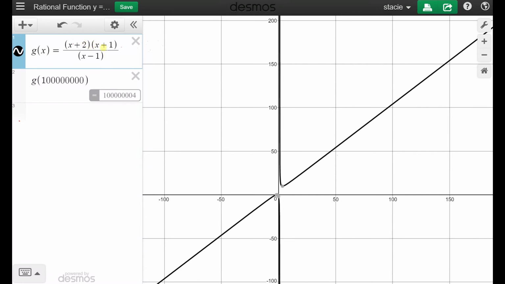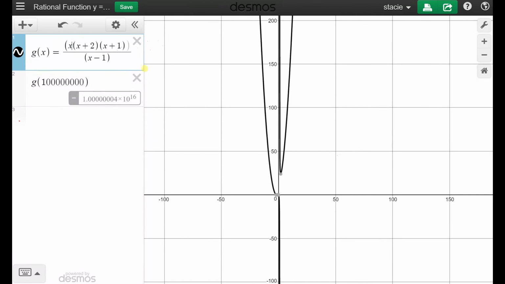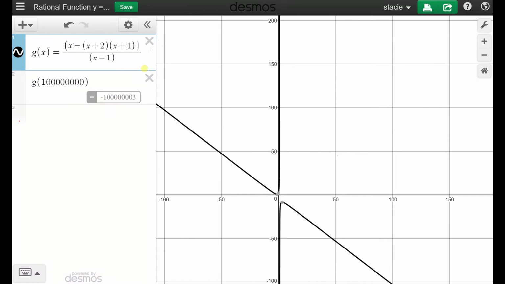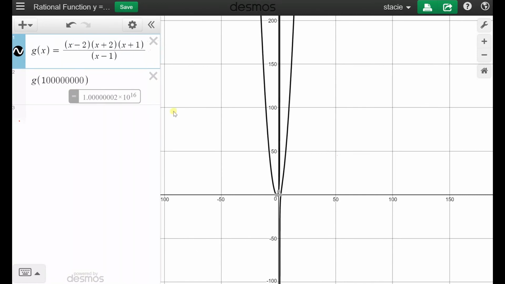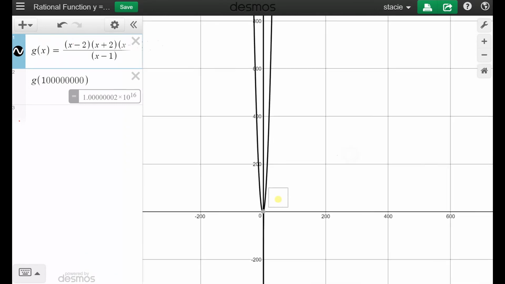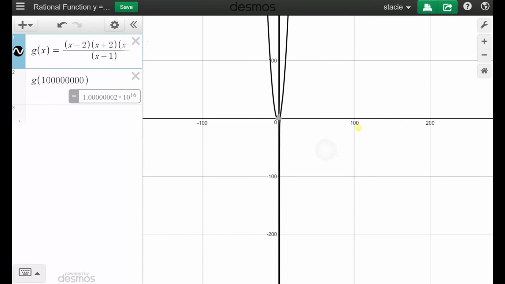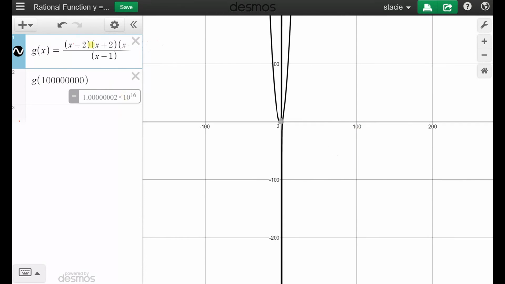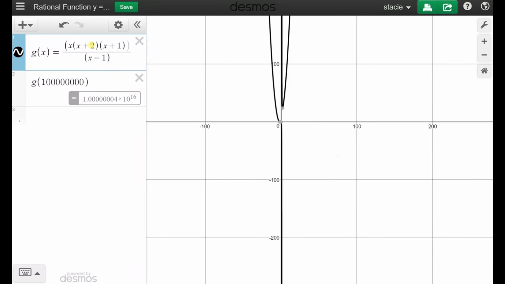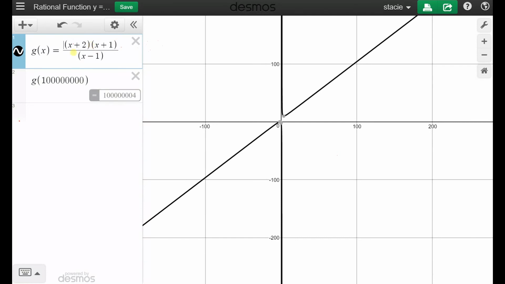But let's see what happens when the degree is much larger. So let's add another factor. 1 minus 2. Let's add another factor. Oh, is this an oblique asymptote? No. So the oblique asymptote only happens in one situation. That's what we saw before. When the degree of the numerator is exactly 1 more than the degree of the denominator.